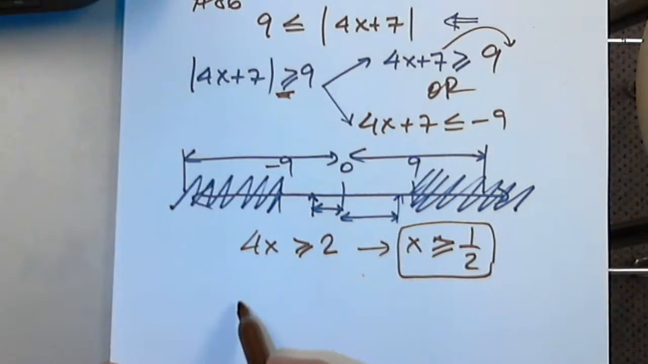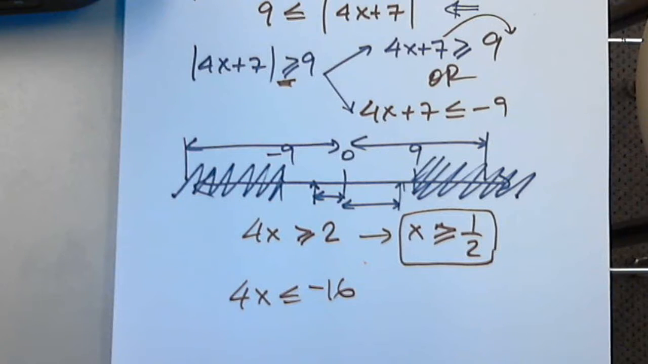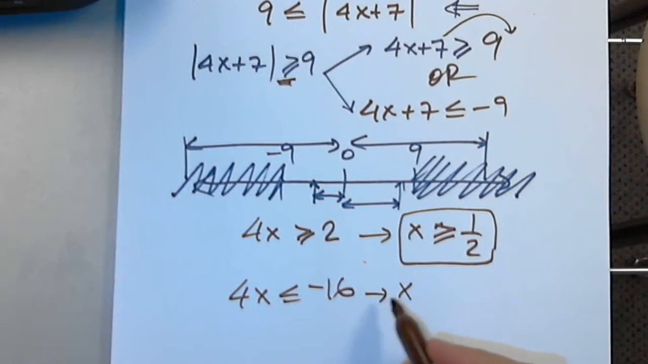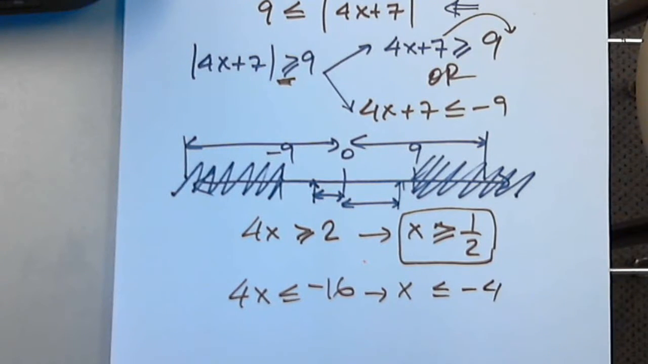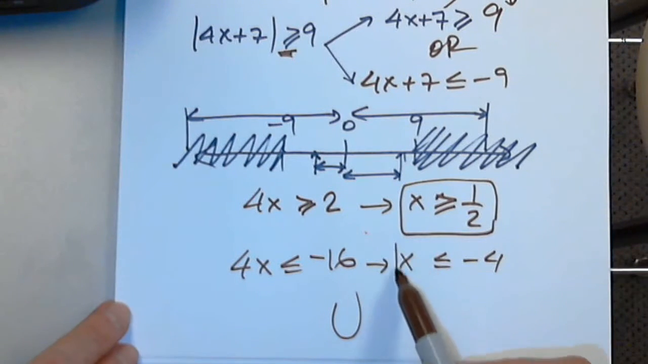Yes. So for the second one, 4x less than or equal to negative 16. I'm subtracting 7. You're right. And then I divide both sides by 4. Yes, negative 4. Good. And remember, the solution has to have the union. Can anyone give us a final solution with the union?